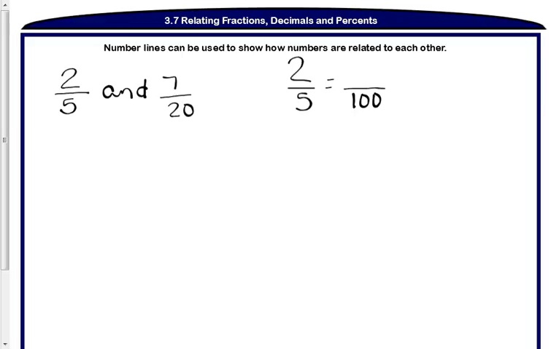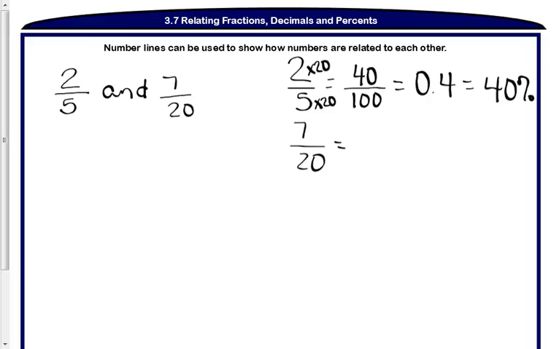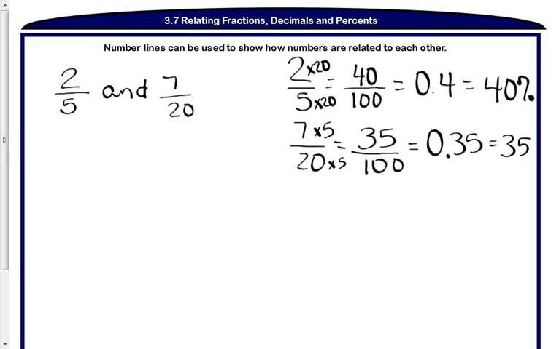So to get from 5 to 100, we have to times by 20. What you do to the denominator, you have to do to the numerator, and 2 times 20 would give us 40. So now we have a fraction out of 100, 40 100ths. We know that as a decimal is 0.4, and as a percent is 40%. We do the same thing for 7 out of 20. We need to get a denominator out of 100, and to do that, we multiply the top and the bottom by 5. We get 35 out of 100. So that's the same as 0.35 and 35%.